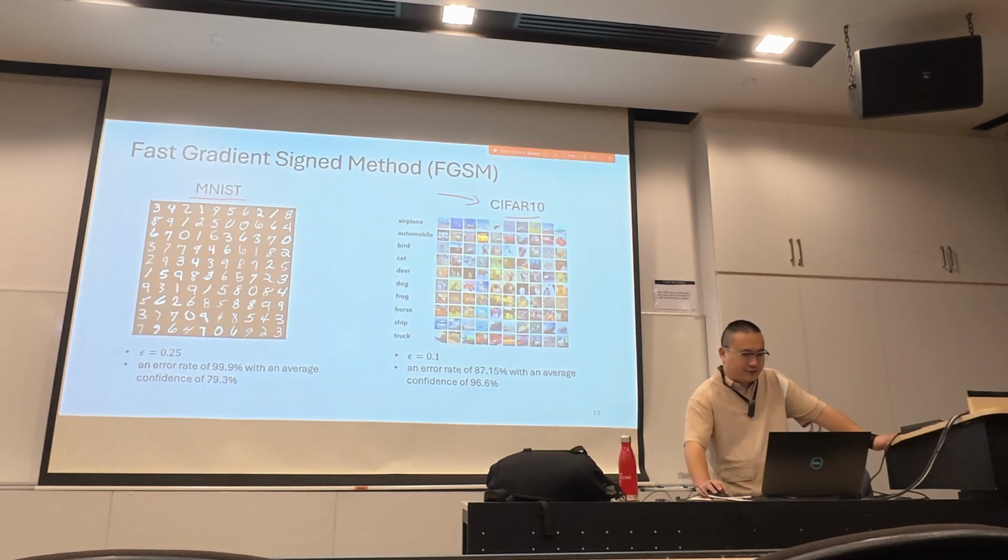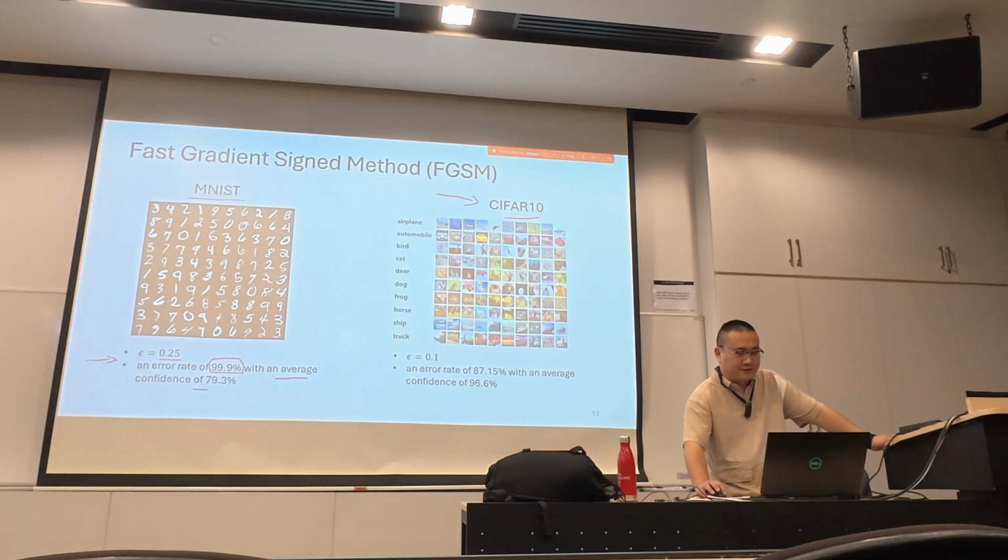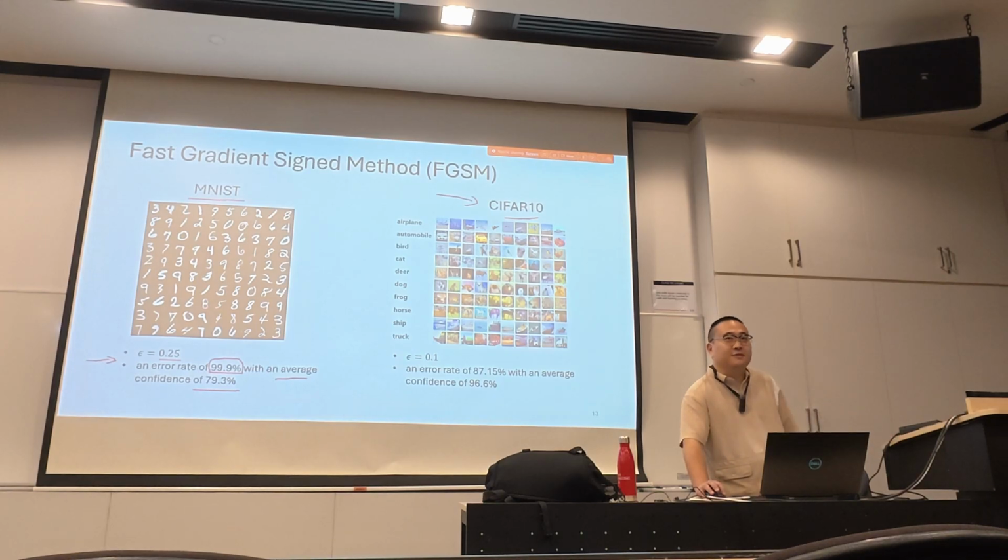So we can see that for the handwritten digits, we set the epsilon to 0.2 or 0.25, and we can get an error rate of almost 100%. So it means that we just run 3 lines of code for each image, and we can fool the model almost 100% of the time. And the average confidence of the fooling is almost 80%. So the model is about 80% confident about the incorrect label.